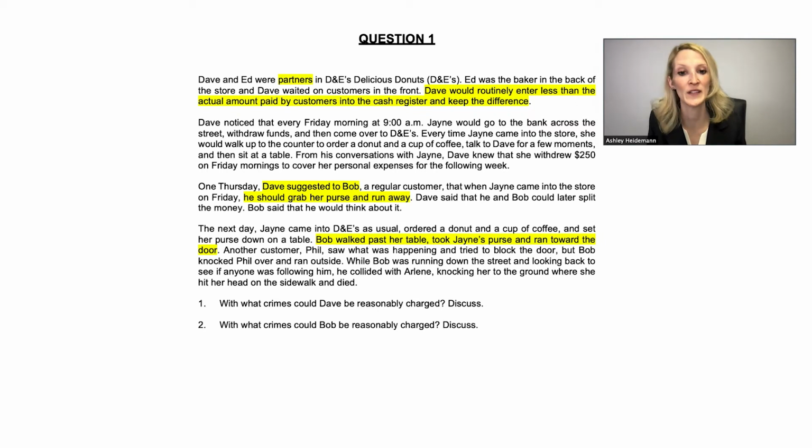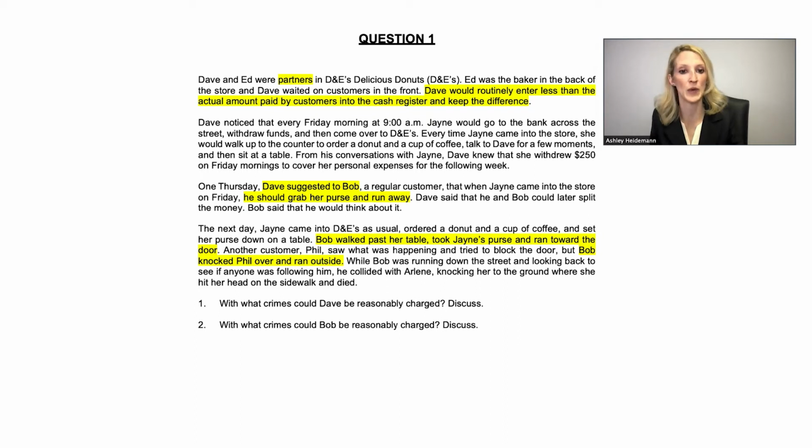Another customer, Phil, saw what was happening and tried to block the door, but Bob knocked Phil over and ran outside. So now we see a force element to this theft crime. We also can talk about battery and assault. So when you're taking an exam question, think about all possible crimes that it raises. Some people will forget about battery and assault when they're analyzing this.